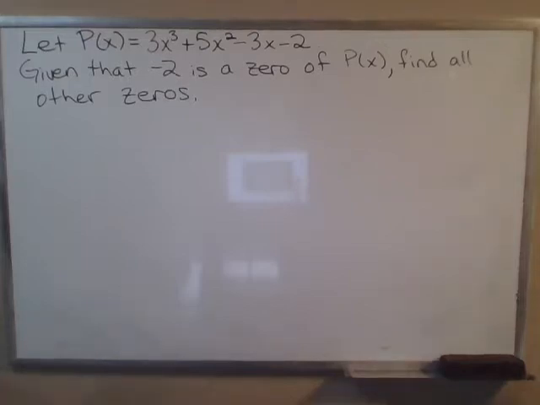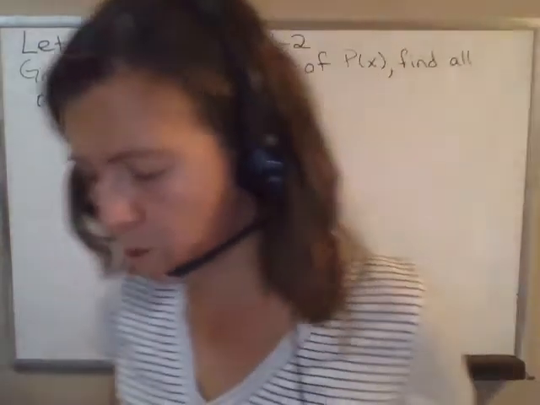So suppose p of x is equal to 3x cubed plus 5x squared minus 3x minus 2. Given that negative 2 is a zero of that polynomial, suppose we're asked to find all of the other zeros.